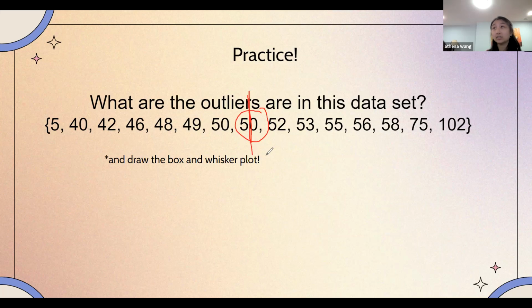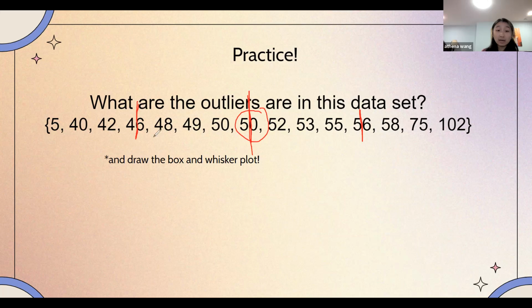We do not include it in our calculation of quartile 1 and quartile 3. So then we take the median between 5 and this 50 value. So that would be 46 right here. And then we take the median between this 50 and the 102 right here. So that would be 56. Okay, so now we basically have it. Our interquartile range is 10.